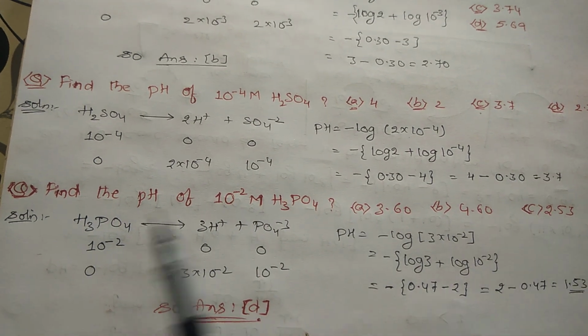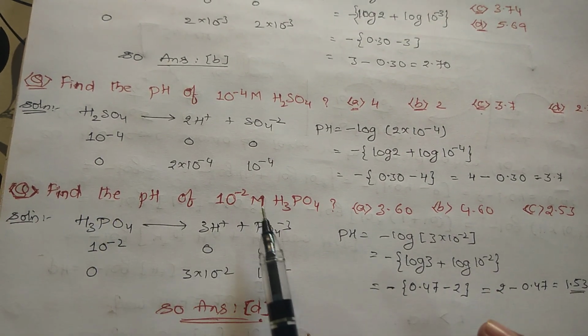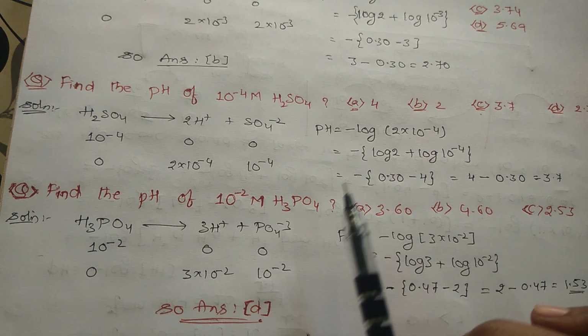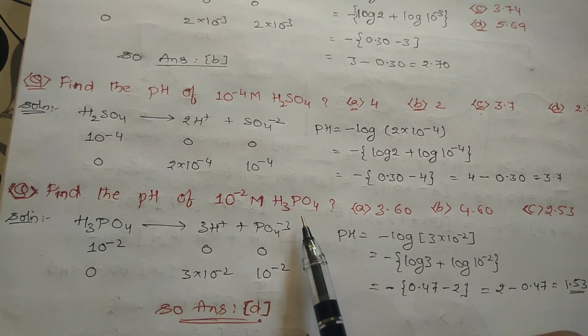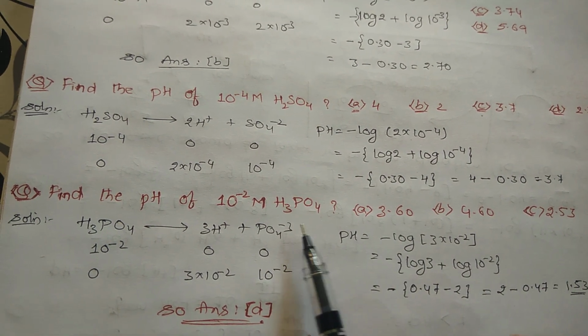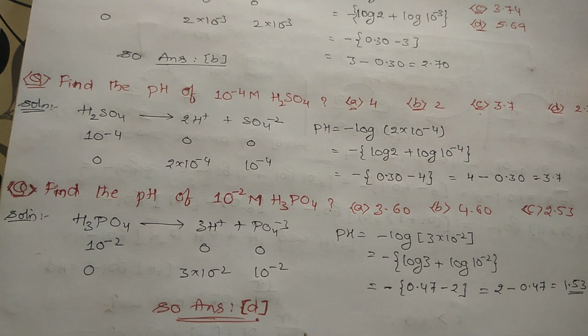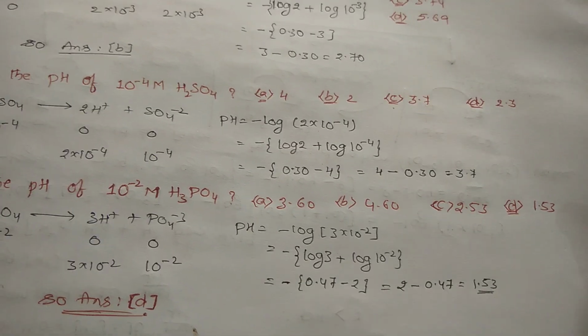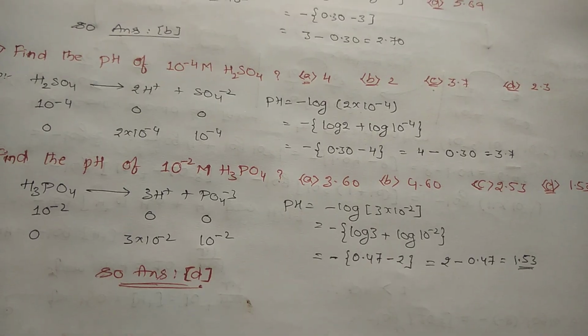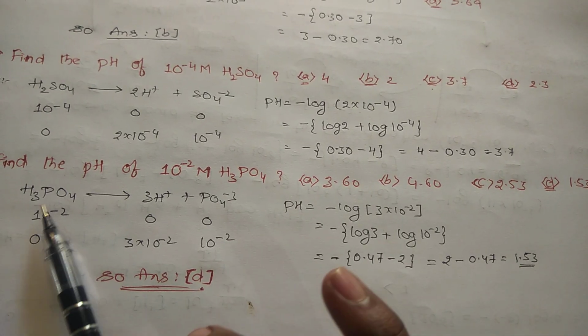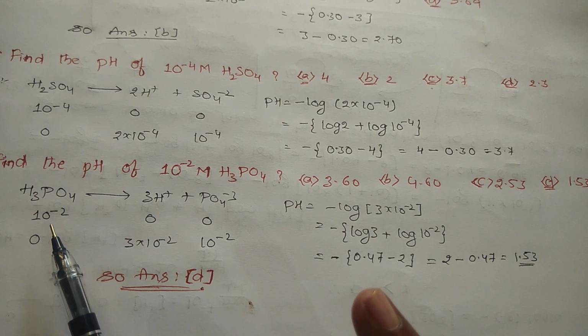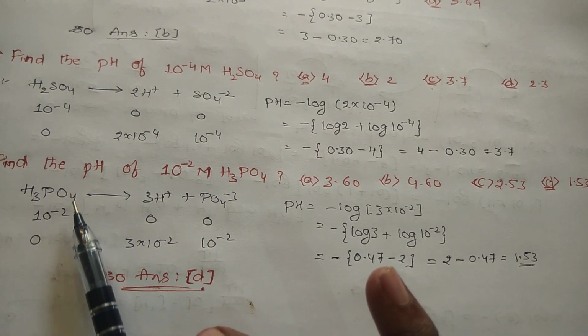Right, let us go for a tribasic acid. Find the pH of 10 power minus 2 molar H3PO4 solution. Okay, H3PO4 you are taking. Be clear, pause the video and solve for the answer. Option A is 3.60, B is 4.60, C is 2.53 and D is 1.53. What is the answer? See, H3PO4. Okay, 1, 2, 3. I am explaining the answer.